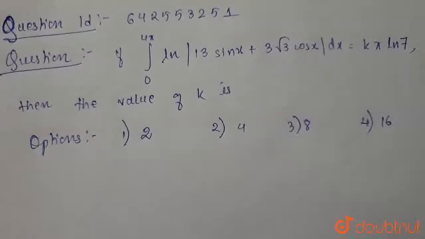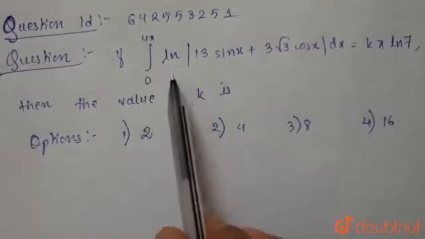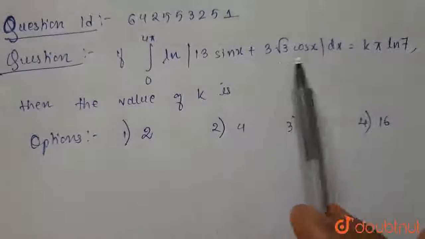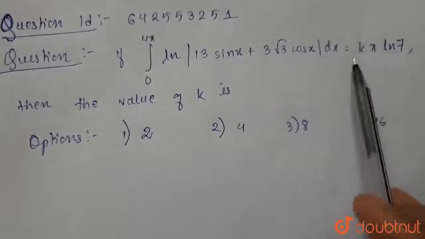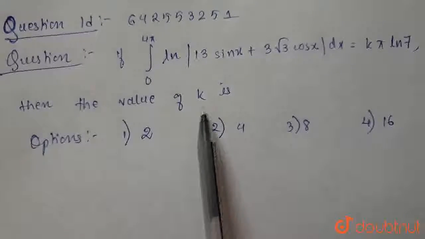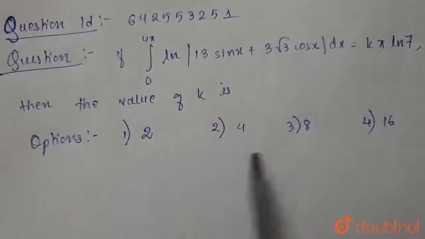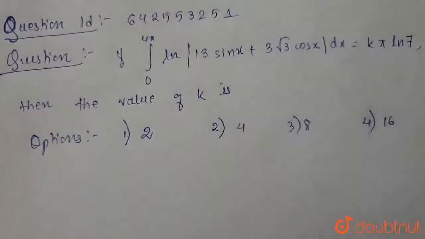Hello everyone. So today our question is: if the integral from 0 to 4π of log of |13 sin x + 3√3 cos x| dx is equal to kπ log 7, then the value of k is, options are given as 2, 4, 8 and 16. So let's start with the solution.